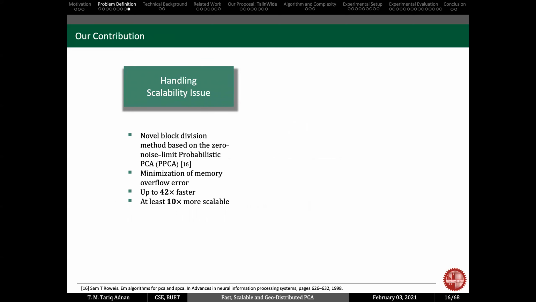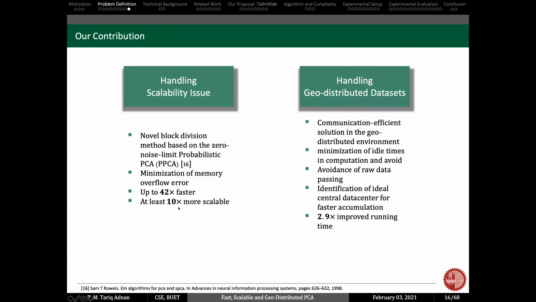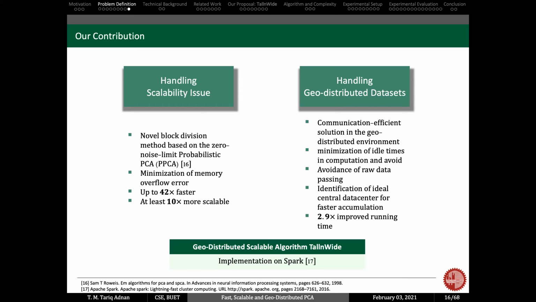Now let's have a brief look at our contribution to overcome the memory overflow error. We have introduced a novel block division method for probabilistic PCA, which is up to 42 times faster and at least 10 times more scalable than the state-of-the-art methods of PCA. We have also designed our PCA algorithm in a geo-distributed manner, and it provides a communication-efficient solution by passing only the parameter and minimizing the idle times. It also provides almost 3 times improved running time. We have named our algorithm TallnWide, and we have provided a geo-distributed implementation of it on Spark.